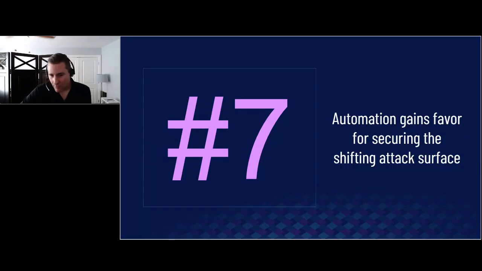All right, and number 7, I think we're relatively on time. We'll probably have time for one more question after I get through the last prediction. And that's that automation is going to gain favor for securing the shifting attack surface. And really the attack surface is APIs when you dig in even just a little bit.